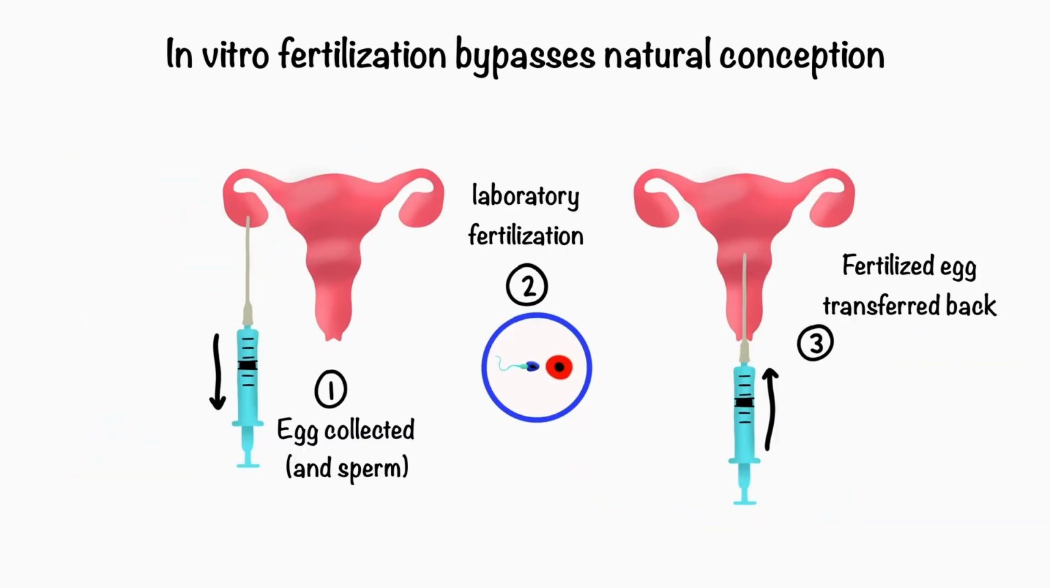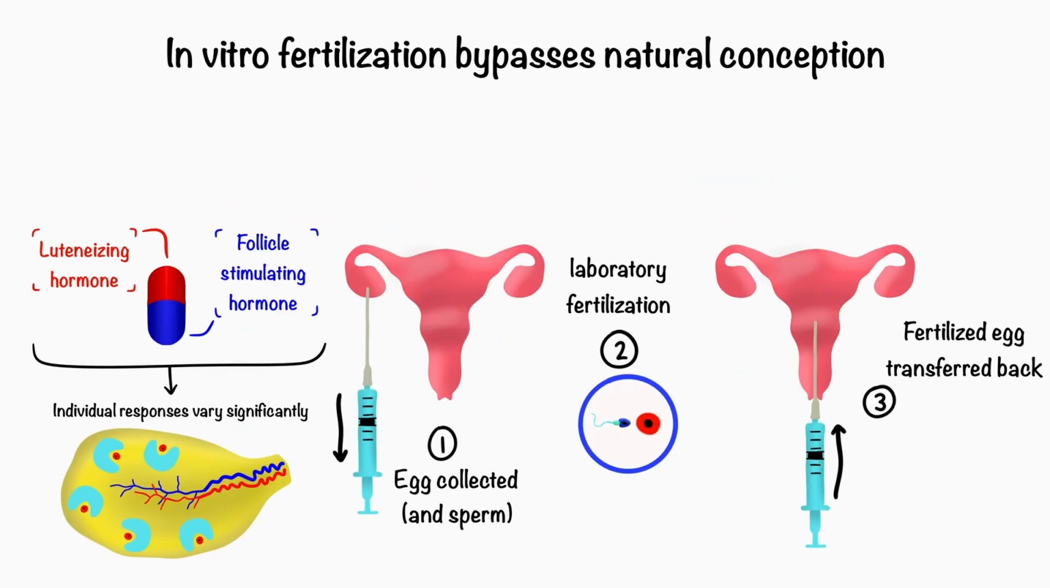IVF involves collecting eggs from a woman's ovaries and fertilizing them in a laboratory using sperm from her partner or a donor. Before the egg collection procedure, the woman is typically given FSH and LH to stimulate several eggs to mature. This increases the chances of obtaining viable eggs for fertilization.